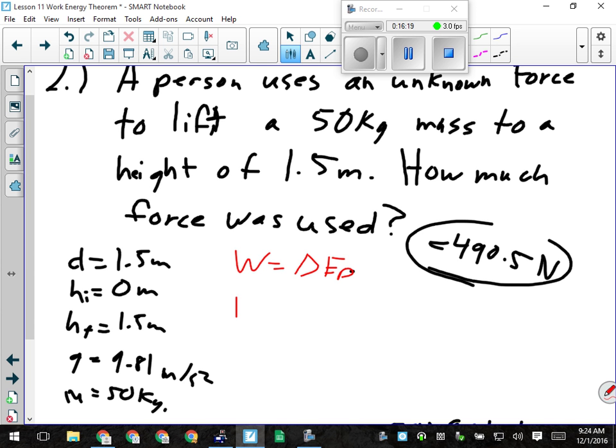So here's what we got. Force times distance equals m times g times hf. I'm not putting mghi in there because mghi is 0. All right, so I want to find the force that was used, so I divide both sides by the distance. When I do that, if I'm really on the ball, I notice that hf and d are the same number. So what do?